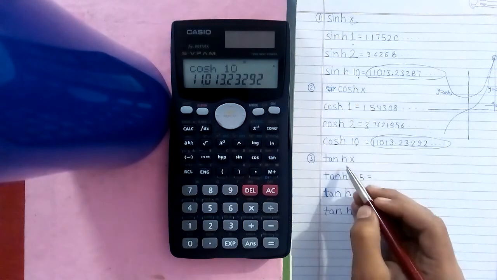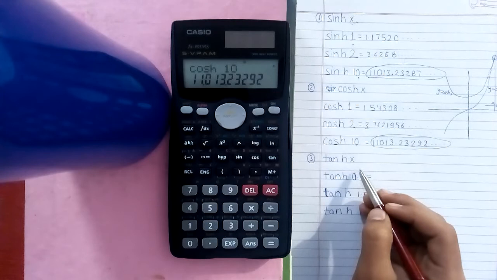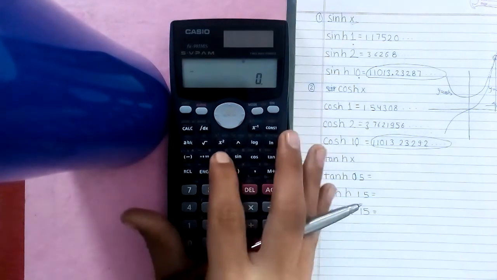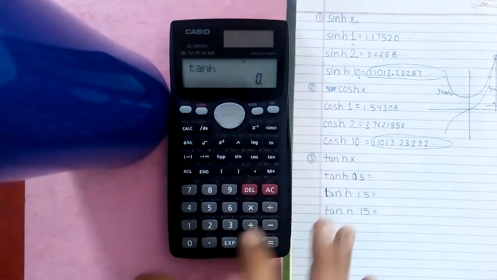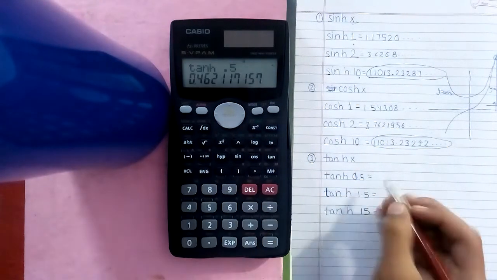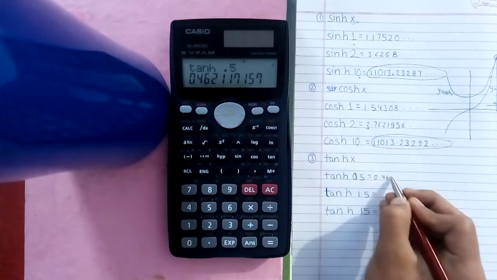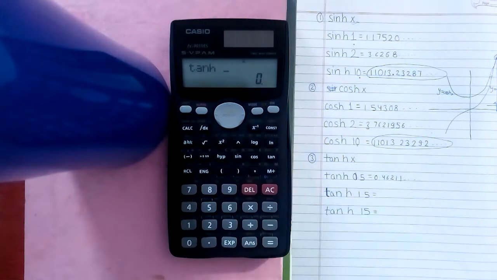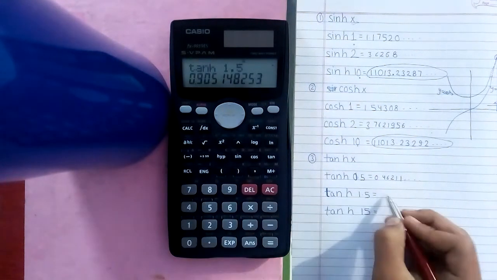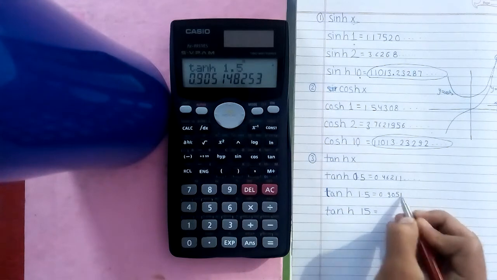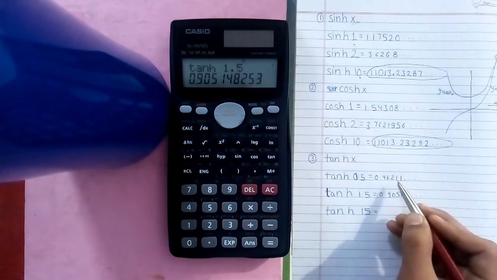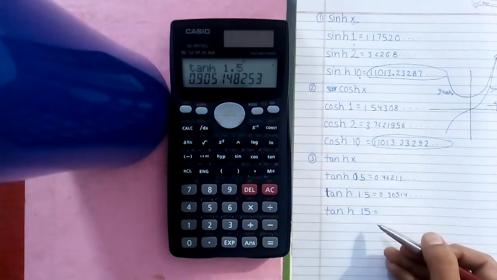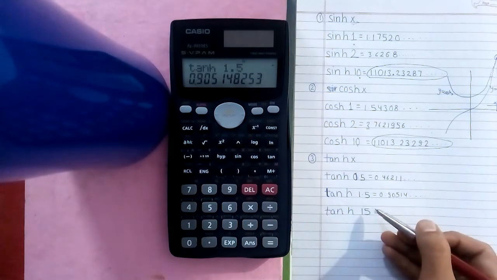In a similar way, we will find the value of tanh x, tanh function. For example, tanh 0.5. In a similar way, what we will write? We will write hyp button and tanh function and 0.5 equals 0.46211, so on. Find the value of hyp tanh 1.5 and you get 0.90514. What I'm going to show here is that as the value of x increases, tanh function tends to take the value equals to 1.